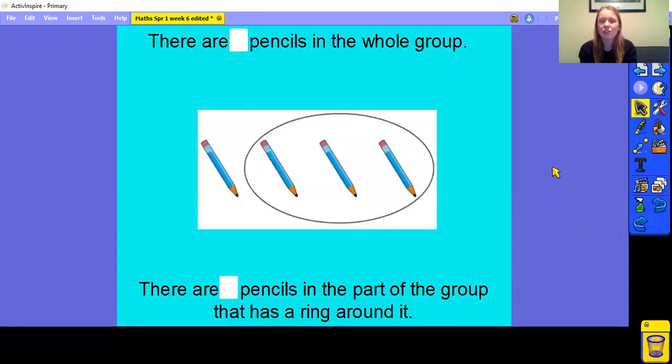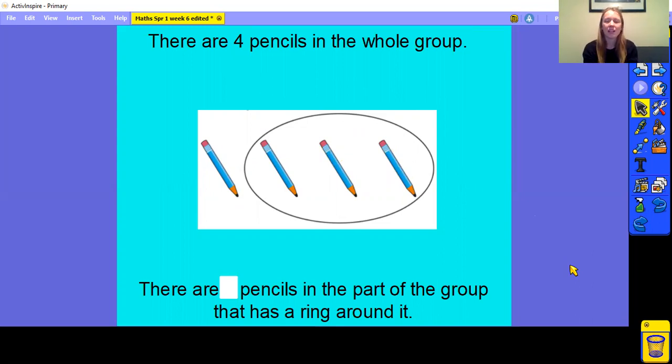Okay, today's maths job is starting to look at not only the whole, but starting to find a part of the group as well. Let's have a look at the pencils first. It's asking us how many pencils are in the whole group. If we count the whole group, we need to count all of the pencils. So let's count all of the pencils to see how many there are in the whole group. Are you ready? 1, 2, 3, 4. There are 4 pencils in the whole group.